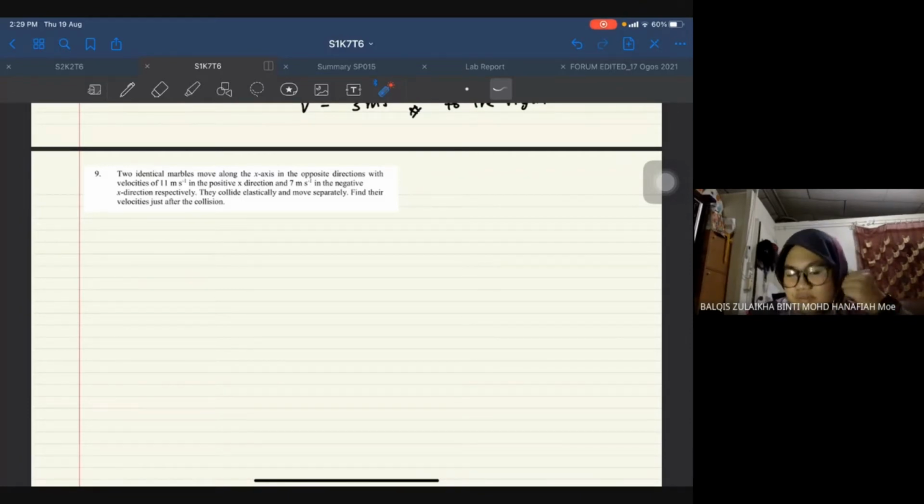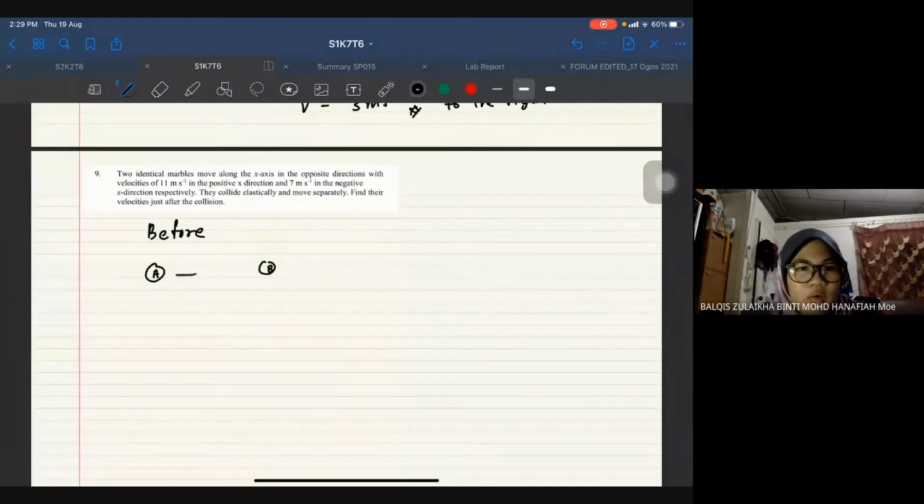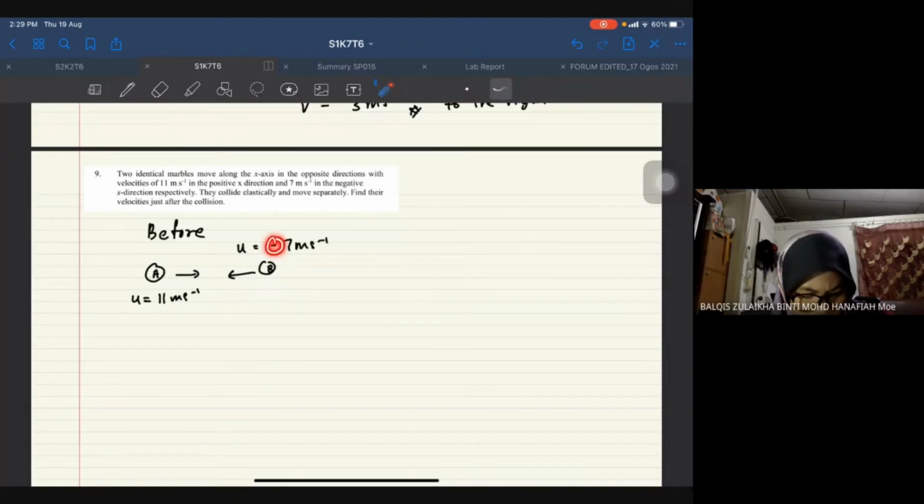Two identical marbles move along the x-axis in the opposite direction with velocities of 11 in the positive x and 7 in the negative x. Okay. So I draw that one straight away. Identical means the mass is the same lah. Move in opposite direction, maybe one to the right, one to the left. The one towards the positive x direction is u equals to 11. Towards the negative, u is equals to negative 7 ms minus 1. I straight away put negative because normally I would forget untuk masuk dalam formula. So if I do it here, most likely saya ingat lah. They collide, so negative ni sebab dia ke kiri.